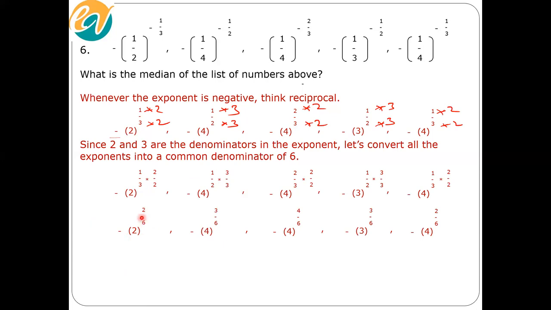Minus 2 raised to the power of 2 by 6. This is 3 by 6. This is 4 by 6. This is 3 by 6. This is 2 by 6, right? Okay. Now, next, what can we do? Notice this is nothing but what?